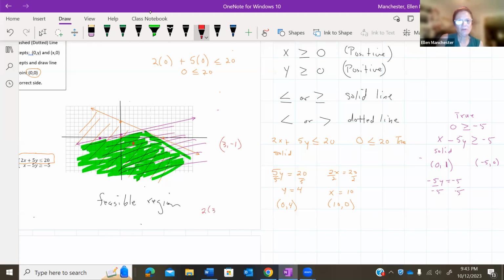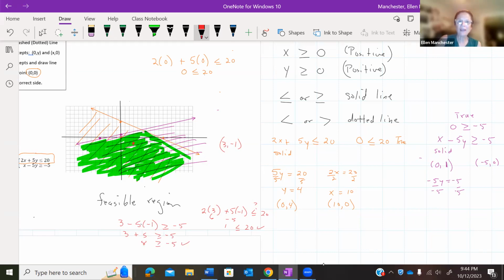We have 2 times 3 plus 5 times -1. Is that less than or equal to 20? So we have 6 minus 5 is 1. Yes, 1 is less than 20. So it fits for that one. So let's see if it fits for the other one. 3 minus 5 times -1, is that greater than or equal to -5? So 3 plus 5 is 8, and 8 certainly is bigger than -5.